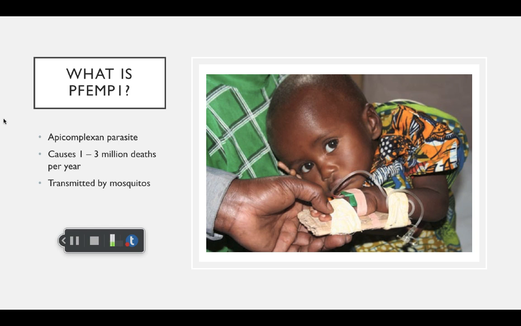It's transmitted by anopheline mosquitoes and replicates within the circulating red blood cells of an infected individual. The extreme antigenic variability and the great breadth in adhesive phenotypes within the PfEMP repertoire make it the principal virulence factor of malaria.